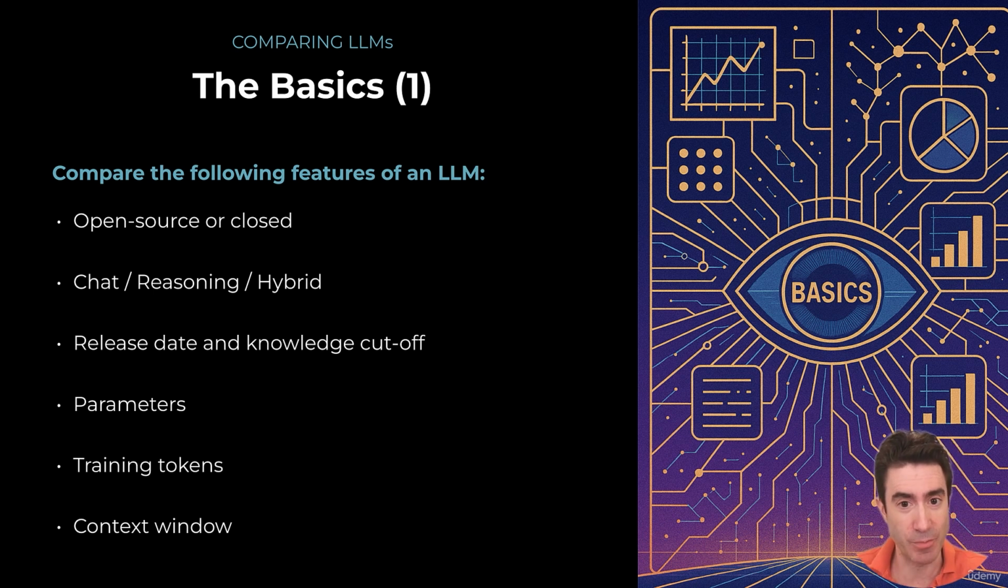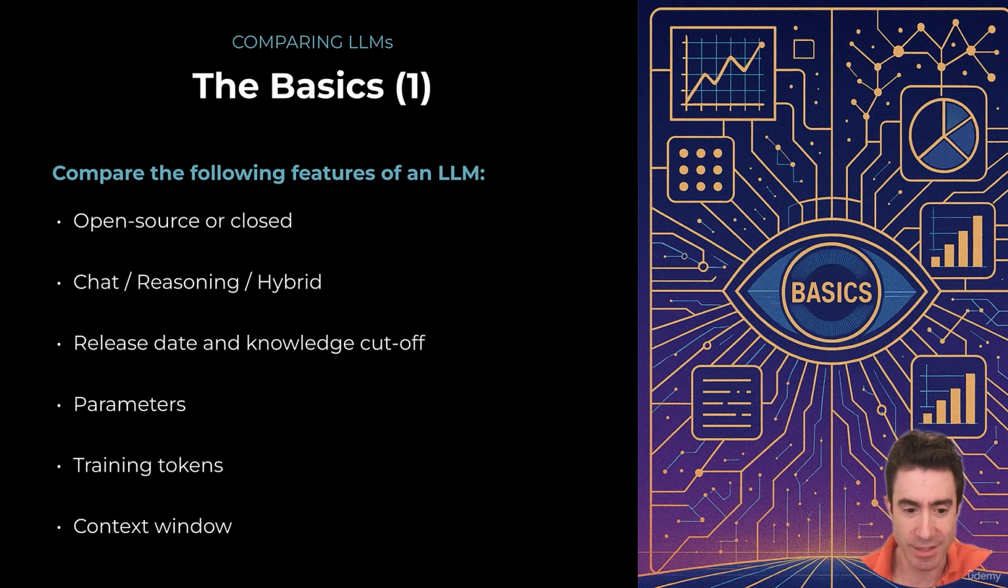And then there are hybrid models, which are able to choose whether they want to chat or do reasoning, depending on the situation. And often that's a great choice, but sometimes you don't want a hybrid model because you only want a chat model, for example. So that's one decision. There's also the date when the model was released, of course.